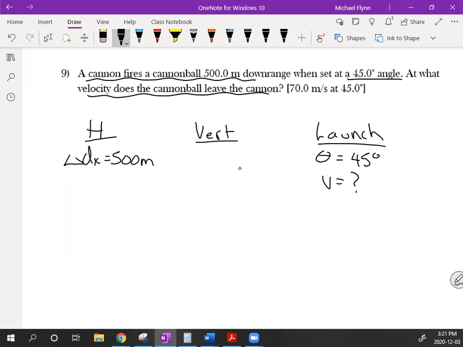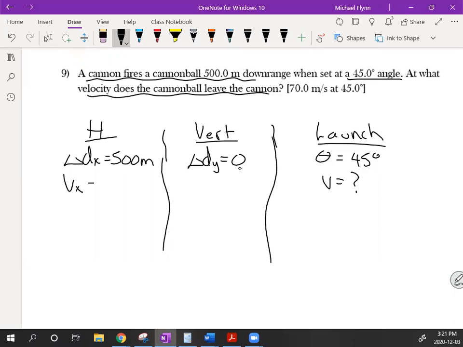Now what they don't tell you is delta dy is 0, but we would assume, if they don't mention a height, we can assume it's 0. So in other words, it starts on the ground, lands on the ground. All right, so now with that in mind, what I'm going to do is use equation 3. Actually, why don't I start with the x component?